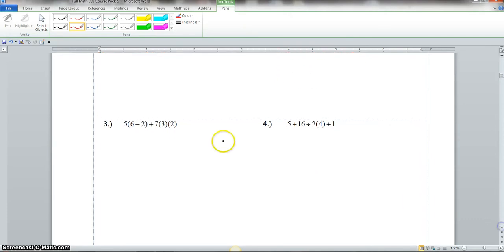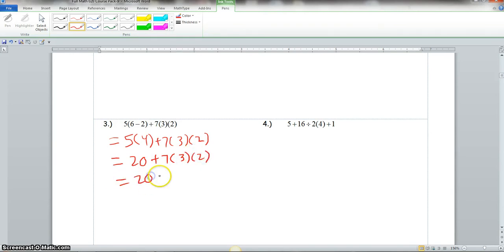Now with problem number 3, you notice we have 3 sets of parentheses here. But the only parenthesis we could do anything with is this first parenthesis. These other two are just basically multiplication. So we would do this parenthesis. 6 minus 2 is 4. Plus 7, parenthesis 3, parenthesis 2. Now we only have multiplication and addition. So we would do multiplication from left to right. 5 times 4 is 20. Plus 7 times parenthesis 3 times parenthesis 2.